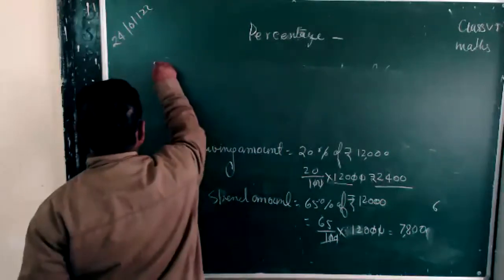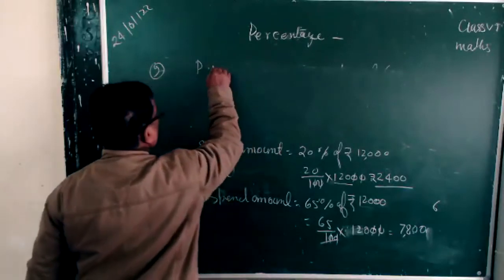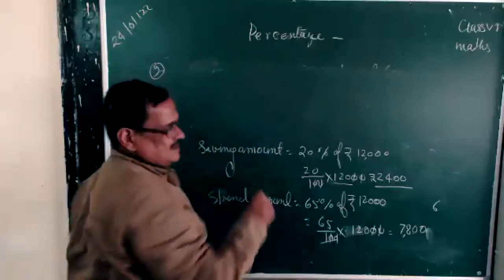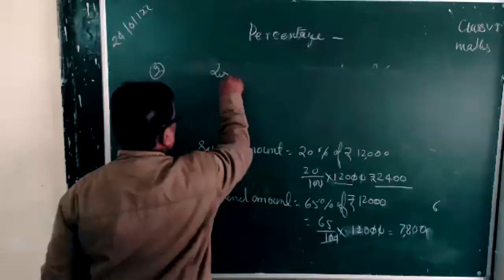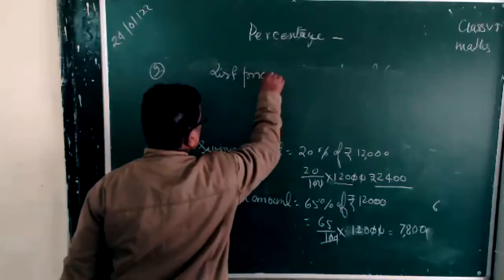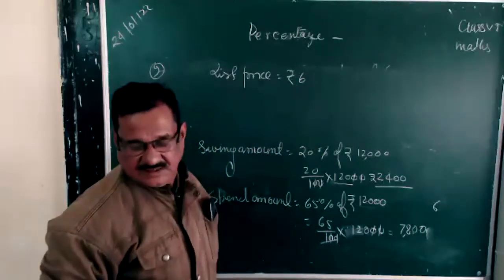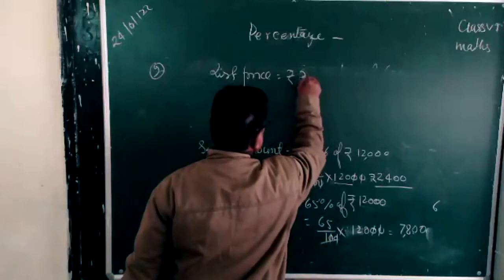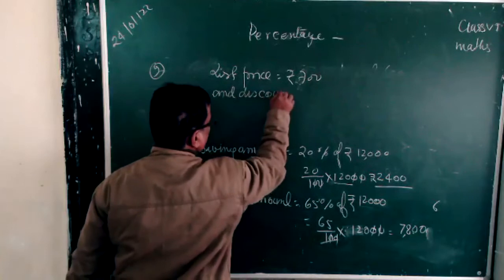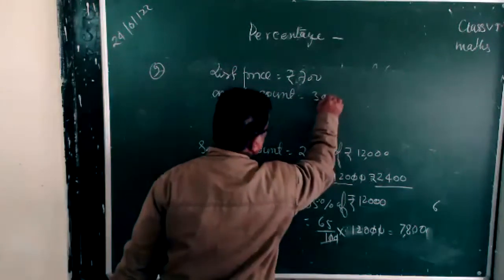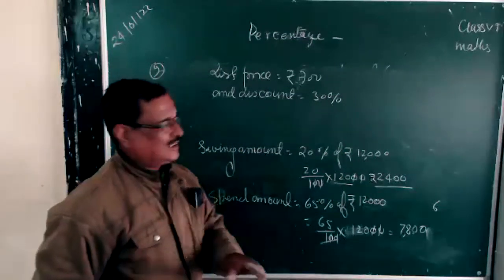Question number 9. Here is given first a list price. List price is equal to 700 and discount given 30%. Discount given 30%. You have to find the discount.